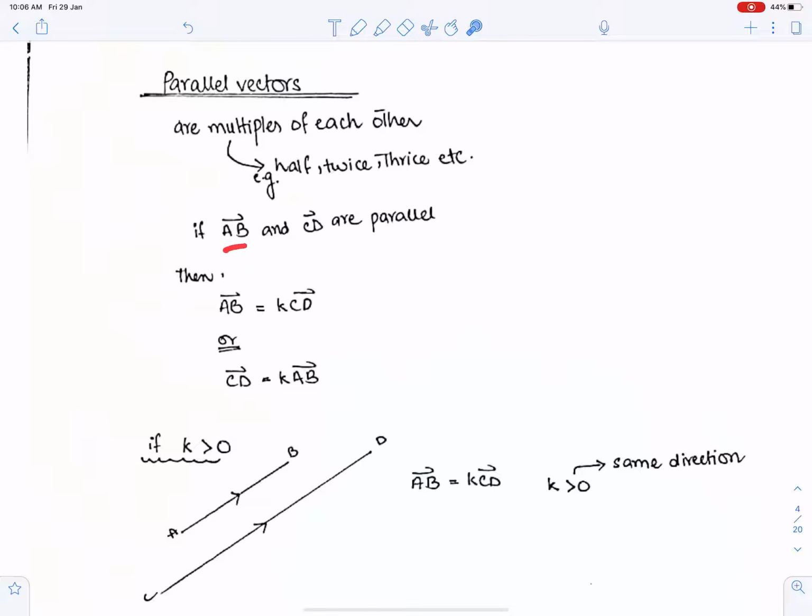If AB and CD are parallel, then there are two different ways for the parallel vectors equation. So we can write AB is k times CD, like AB is multiple of CD, or we can write CD is multiple of AB. They both are fine. You can use any one.